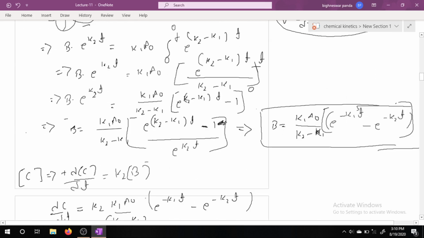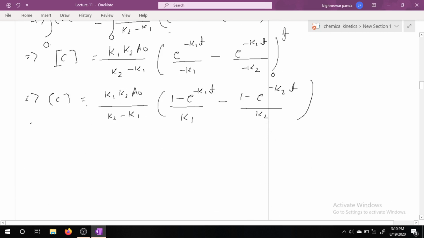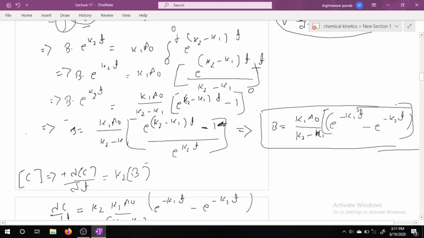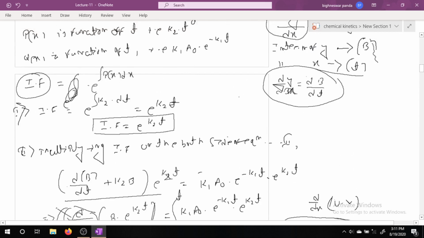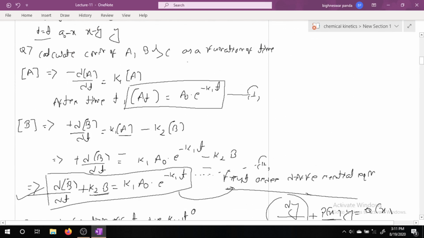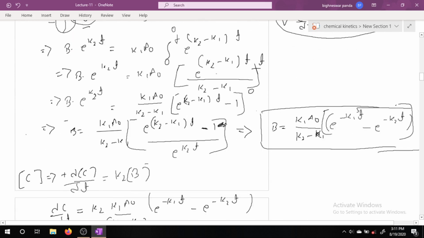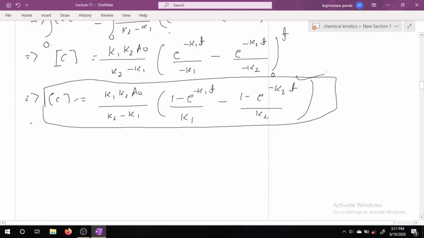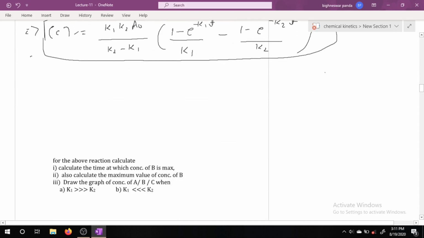So here we have calculated the concentration of A, the concentration of B, and the concentration of C. So if I write the three concentrations as a function of time, simply write the concentration of A is equal to A naught e to the power minus k1t, then B, and then C.